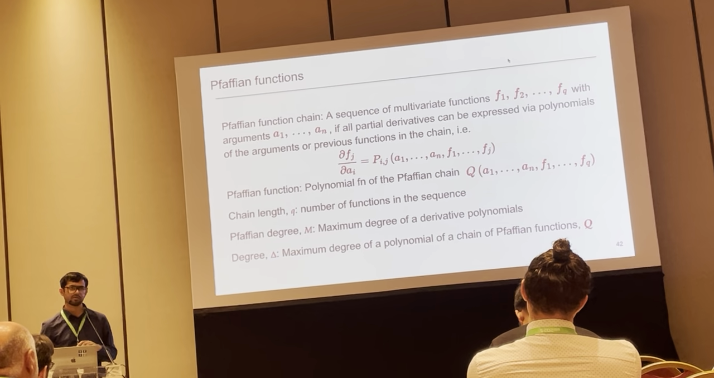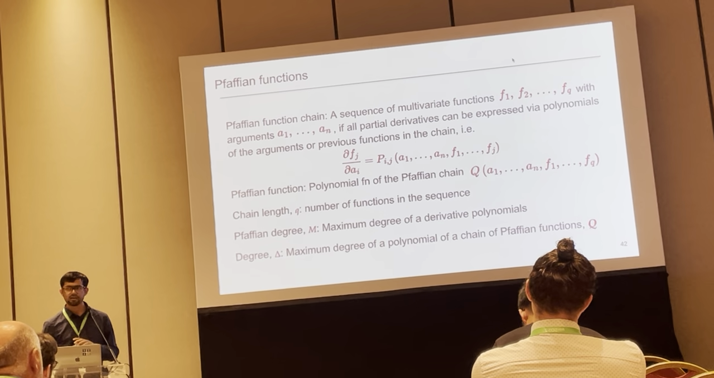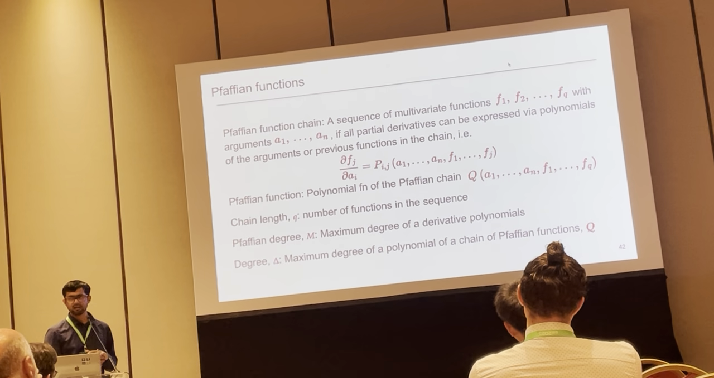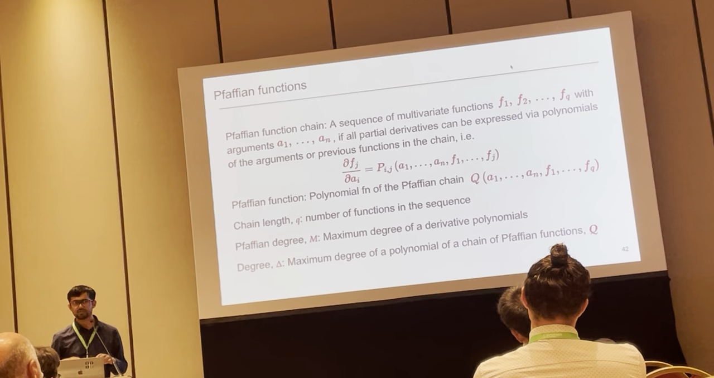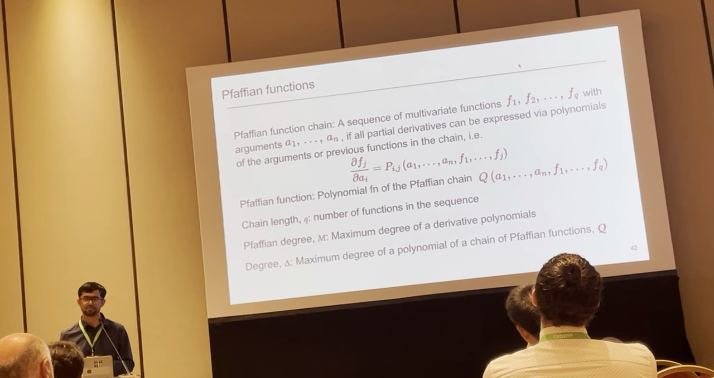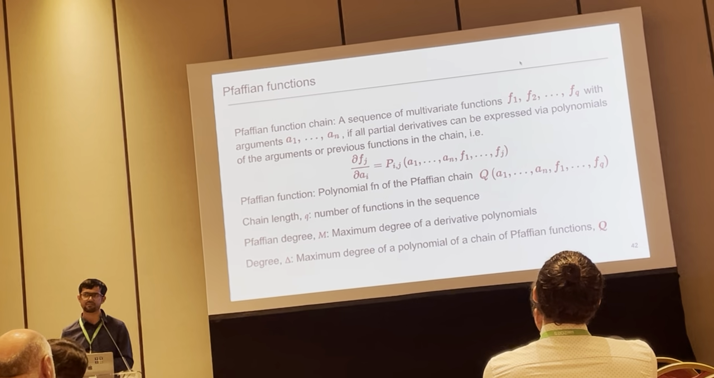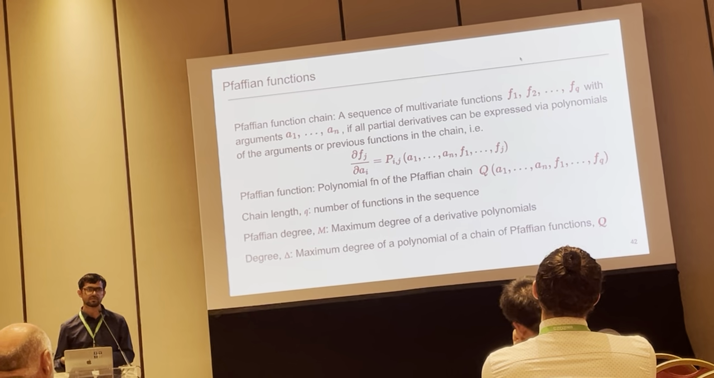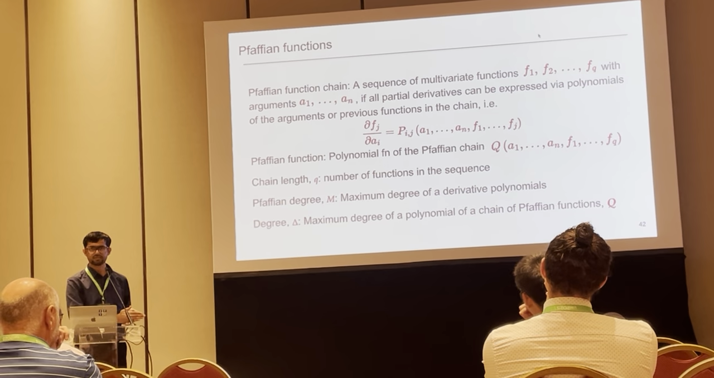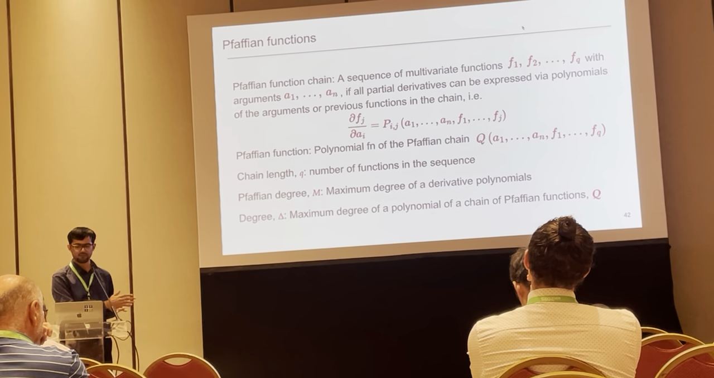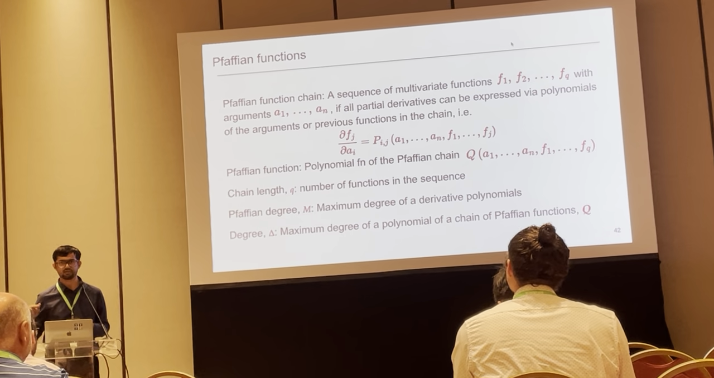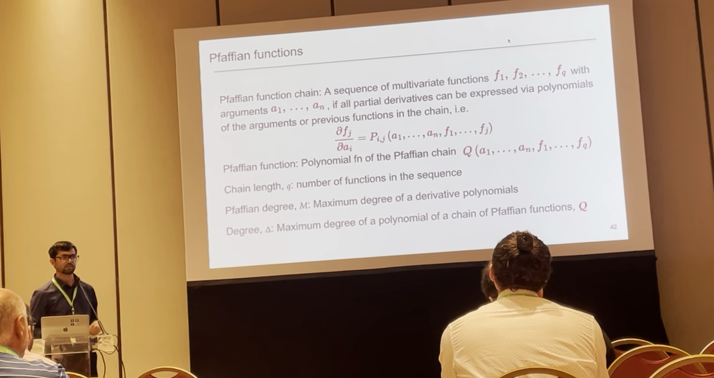Once you have this chain, you can construct another polynomial q on top of it, and we call that a Pfaffian function. So there's a Pfaffian function chain, and there's a notion of a Pfaffian function, and we will be able to allow computations involving Pfaffian functions. That's the motivation for why we want to study these functions: it's possible to analyze the structure of algorithms which involve these computations. There's the chain length, which is the number of functions in the chain. There's the Pfaffian degree, which is basically the degree of the derivatives, and there's the degree of the Pfaffian function itself, which is the degree of the polynomial q.